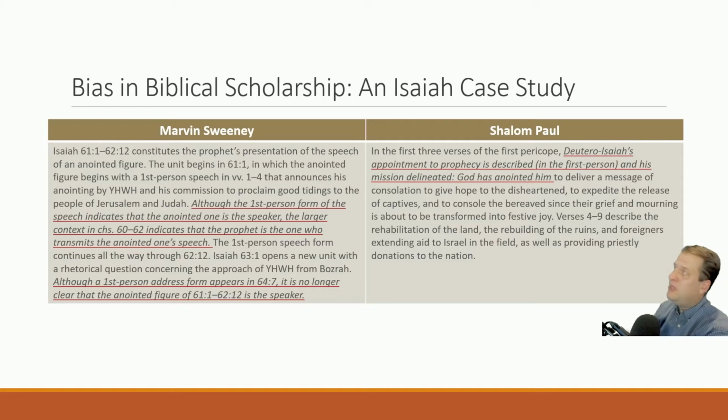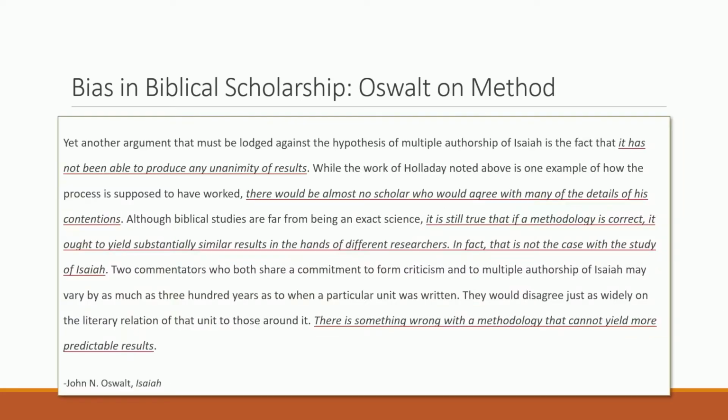Let's see what Shalom Paul says. "In the first 3 verses of the first pericope, Deutero-Isaiah's appointment to prophecy is described in the first person, and his mission delineated. God has anointed him." Again, very, very different conclusions that they arrive at because they are operating from a standpoint of bias.